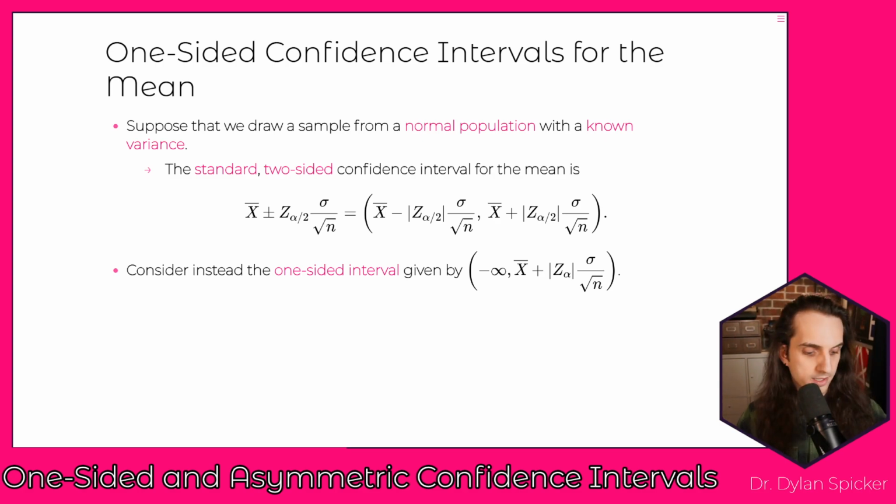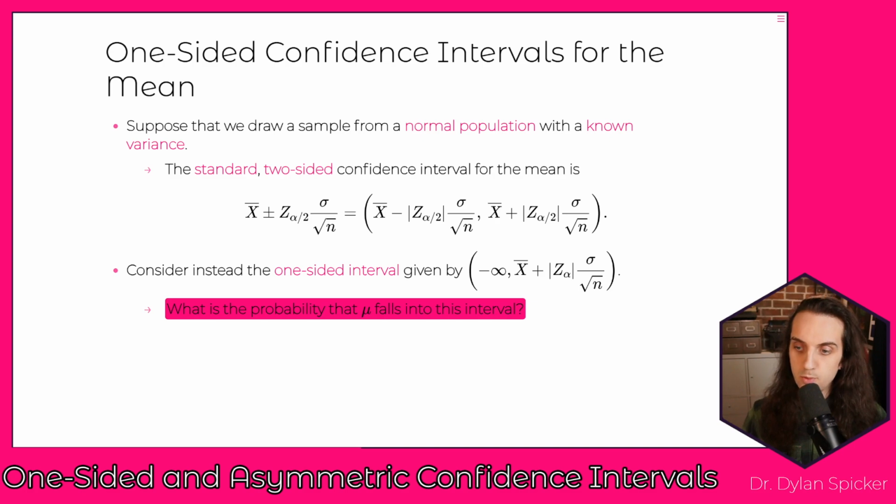And the one-sided interval that we want to take a look at here is going to be given by negative infinity up to x bar plus z alpha, the critical value, times sigma over the square root of n. Okay, and so we can ask ourselves, well, what is the probability that mu falls into this interval here? That's a worthwhile question to investigate, because it's a one-sided interval in the sense that there's only an upper bound. We don't actually have a lower bound because the lower bound is just taken to be negative infinity here, so there's no corresponding term on the lower side. There's only an upper bound term.